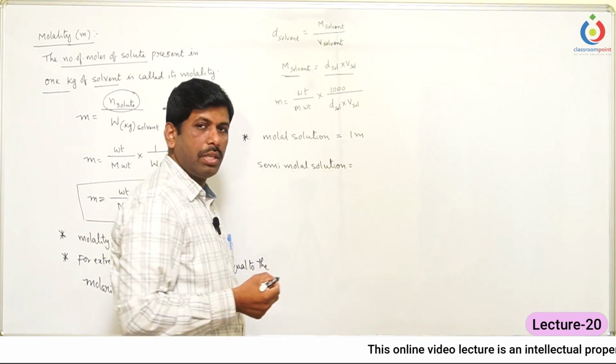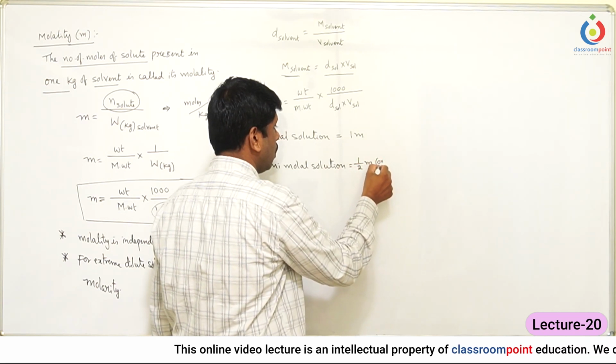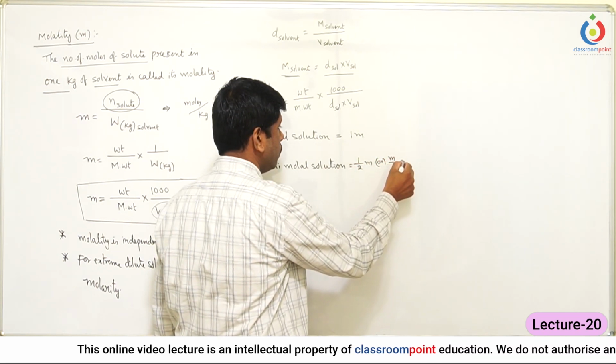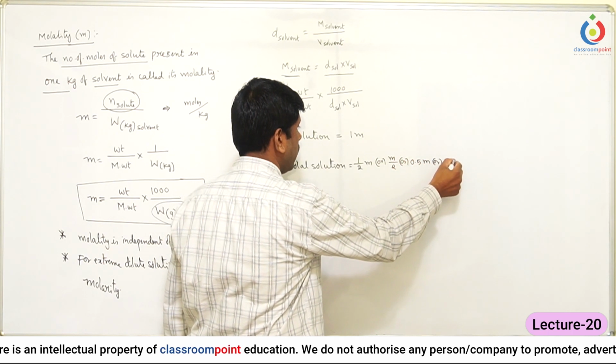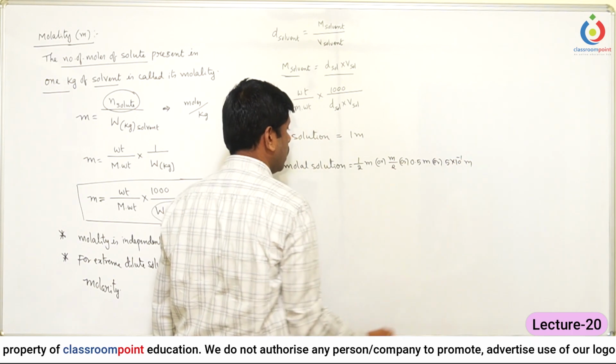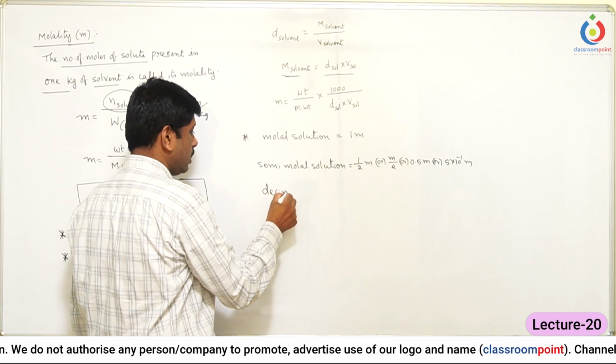Semi always stands for the half. So 1 by 2 M, or M divided by 2, or 0.5 M, or 5 into 10 power minus 1 M solution. Decimolar solution.